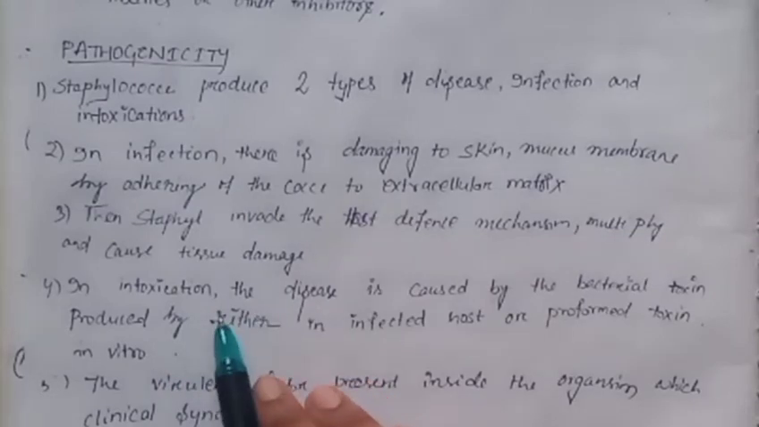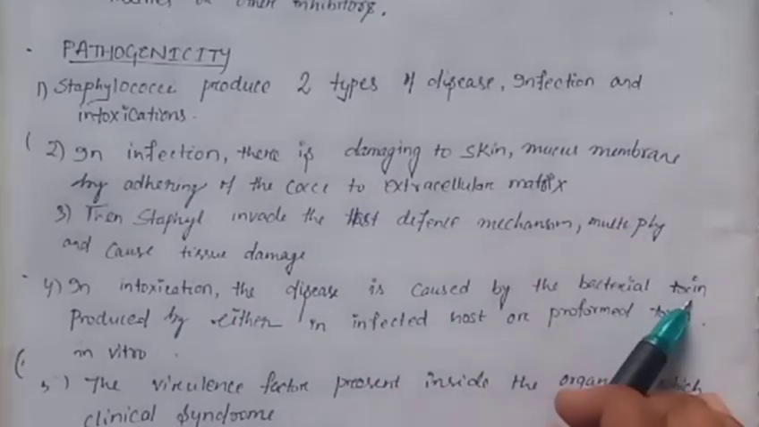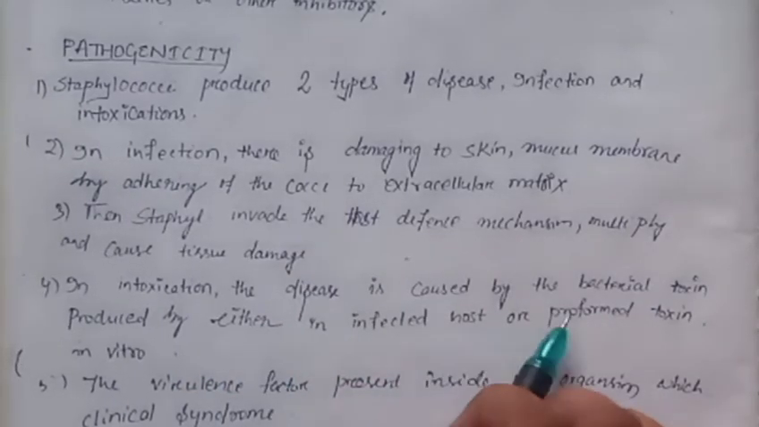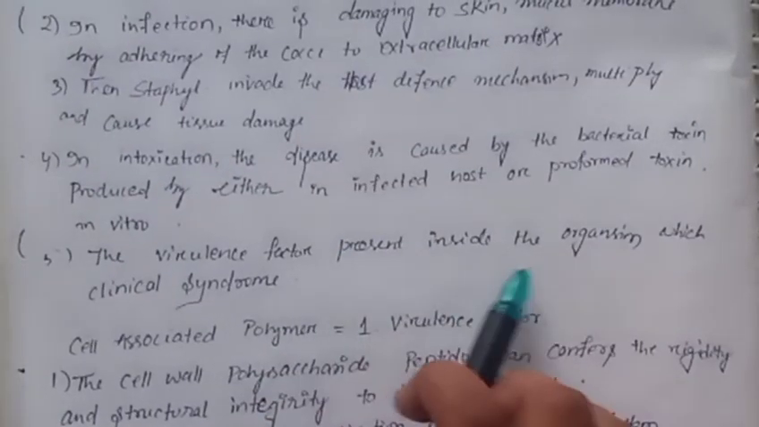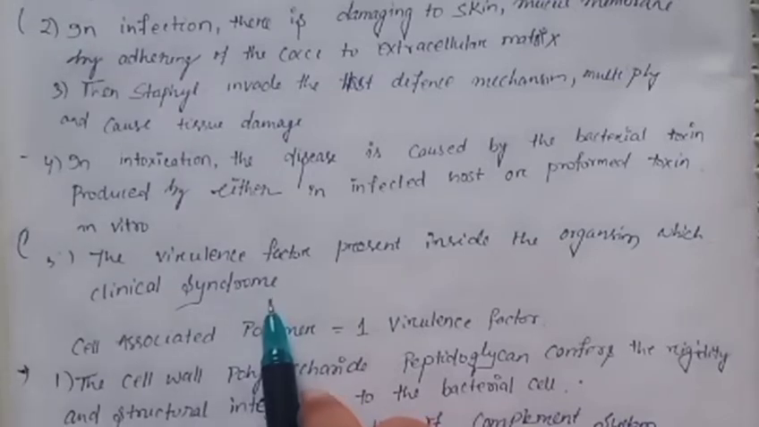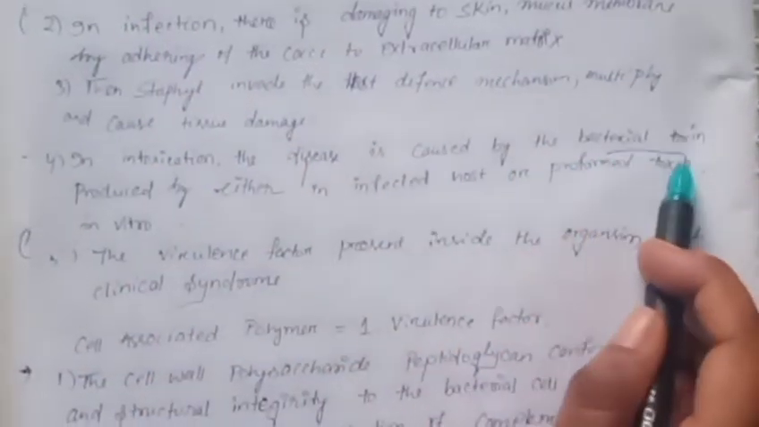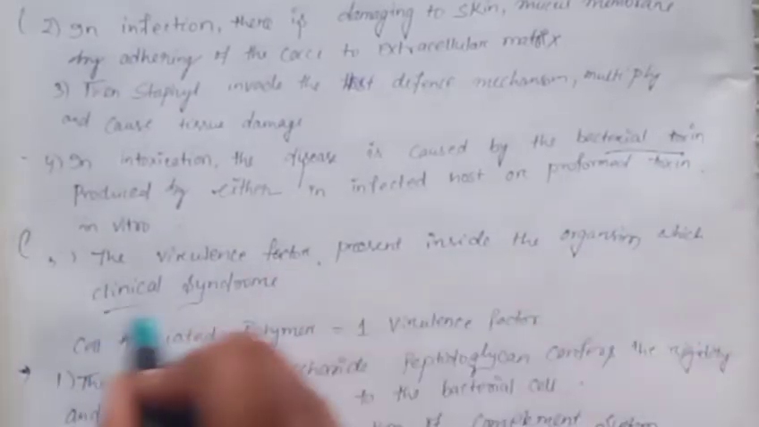In intoxication disease, it is caused by the bacterial toxin, which is produced either in the infected host or as a preformed toxin in vitro. So the virulence factors present in the organism produce the clinical syndrome. In this way they produce pathogenicity, either infection or intoxication. Intoxication is due to the bacterial toxin. Virulence factors are also present which cause the clinical syndrome.